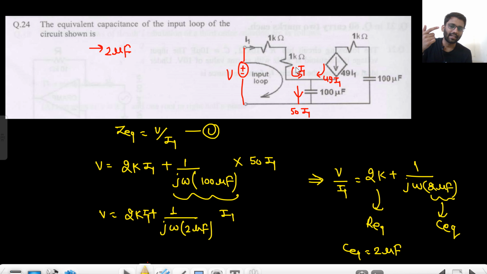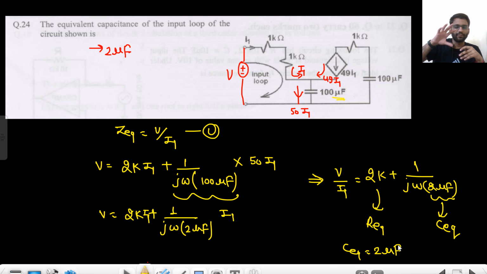Like if there was I1 current through it, it was 100 microampere. If there is 50 I1 current through it, it will be reduced by a factor of 50. Or you can simply derive it: 50 will be cancelled with 2. So the C equivalent is 2 microfarad. Very easy question. Simply write down the equation and you will get the final answer. It won't take much time if you solve it in the exam.